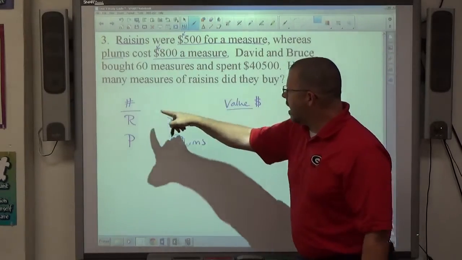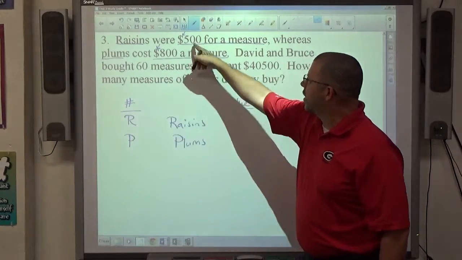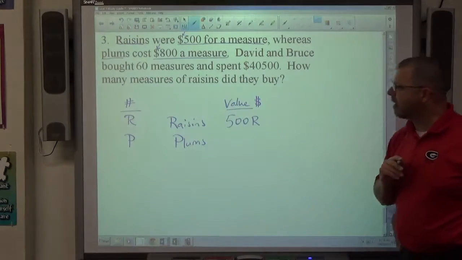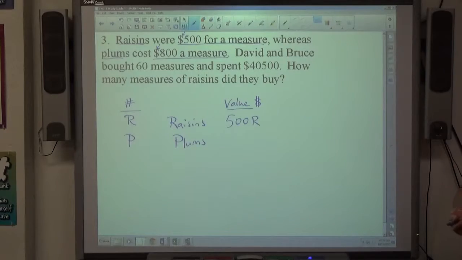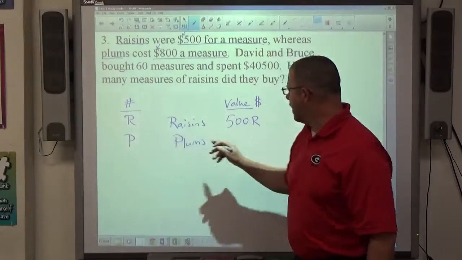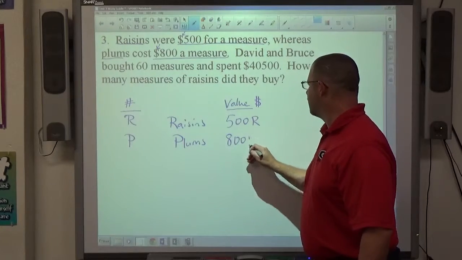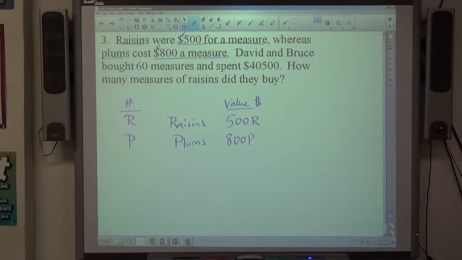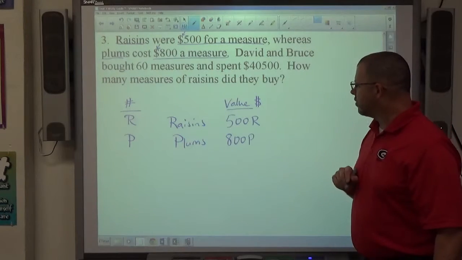Okay, so we bought R measures of raisins. Every one costs $500, so 500 R represents the value of the measures of raisins that David and Bruce ended up buying. Every measure of plums is $800. We bought P of them, so 800 times P represents exactly how much money was spent by David and Bruce on plums. And again, the value here is in dollars.